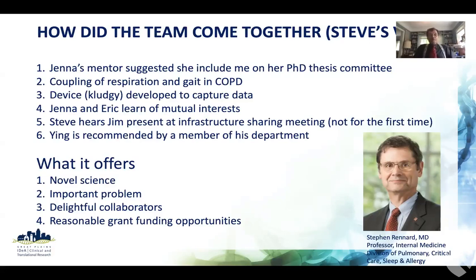Now, as part of the collaboration with Jenna, we had developed a device which frankly was extraordinarily kludgy that could be used to capture data for the kinds of studies that Jenna wanted to do in COPD. That device was patented. UNMC has actually licensed it out, and it's keeping Jenna fairly busy. But Jenna understood the limitations of her device. She then met Eric, and she described how that happened at a university event. It's kind of a mixer trying to bring scientists together. They learned of their mutual interests, and that part of the collaboration started.